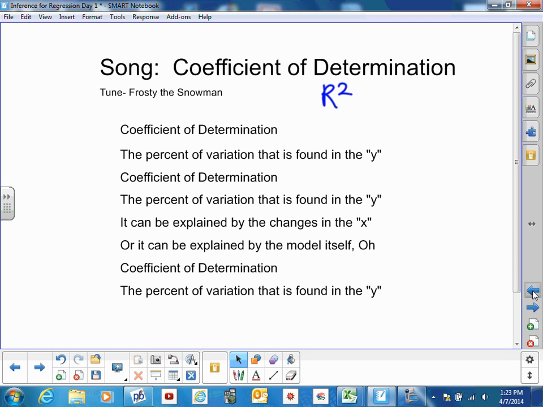Coefficient of determination. The percent of variation that is found in the y. It can be explained by the changes in the x, or it can be explained by the model itself. Oh, coefficient of determination, the percent of variation that is found in the y.